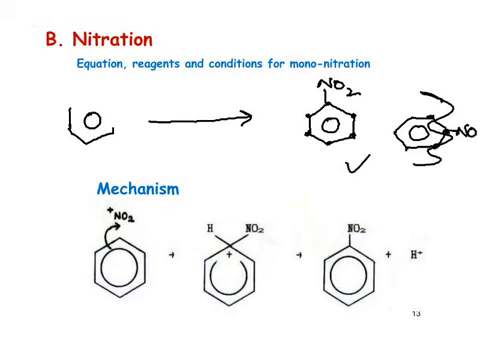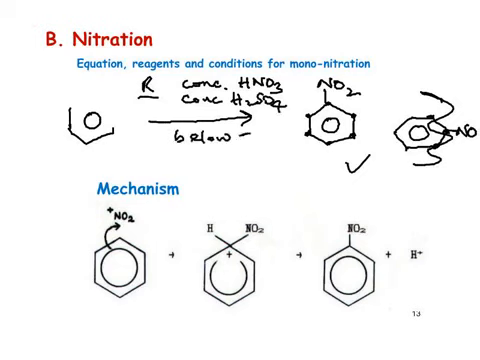This is the product, and you need to know the reagents. What are the reagents? And you must say concentrated HNO3 nitric acid, concentrated H2SO4 sulfuric acid. You need to know the temperature. The temperature must be kept below 55 degrees C. Why is that?